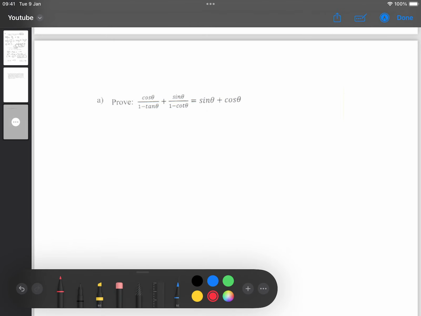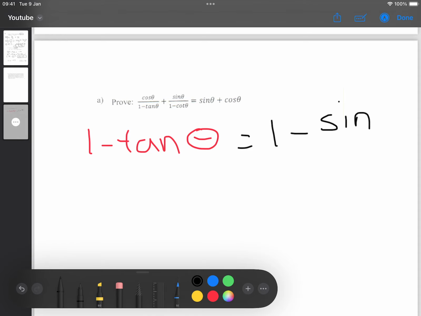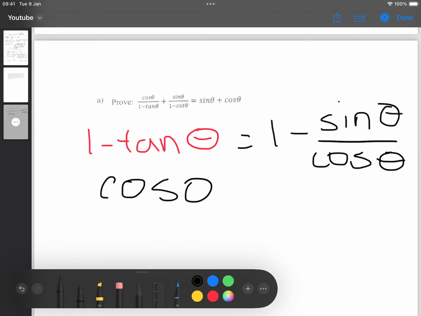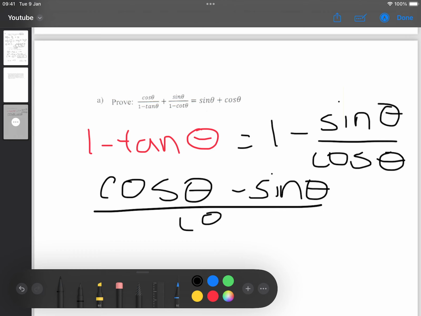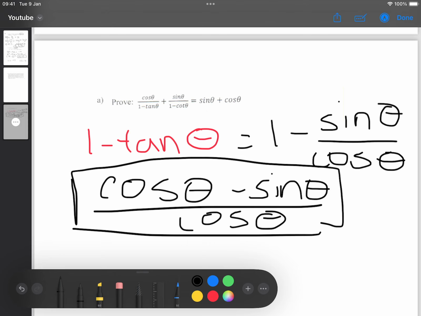To do that, we know that 1 minus tan theta is just equal to 1 minus sine theta over cosine theta. Now we want to bring this over one fraction, so we could just write this as cosine theta minus sine theta over cos theta. So this will be our first part as our simplification for the denominator.